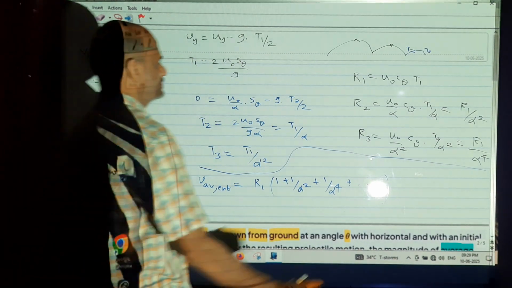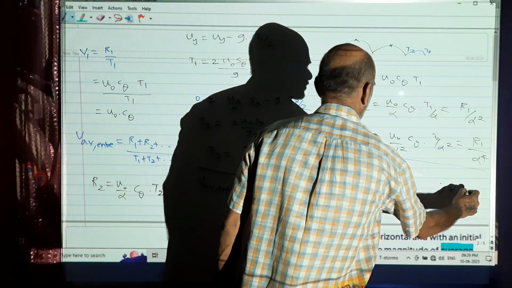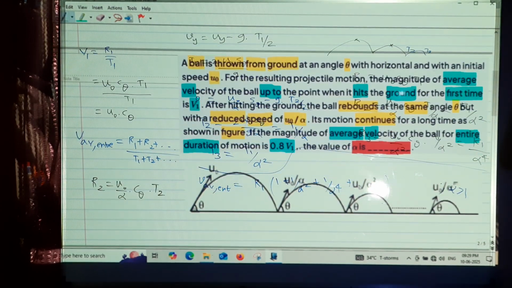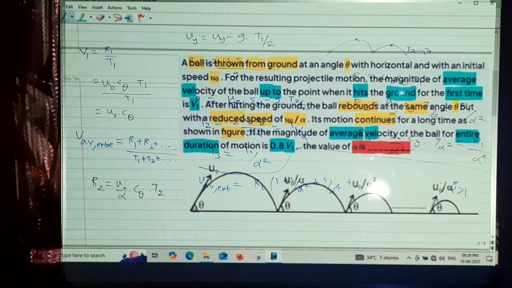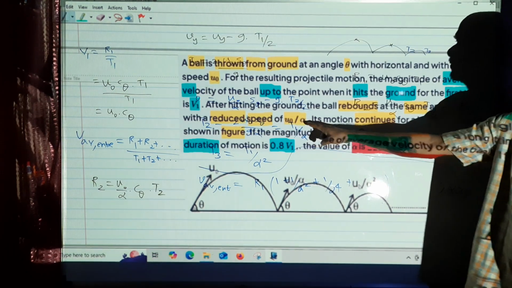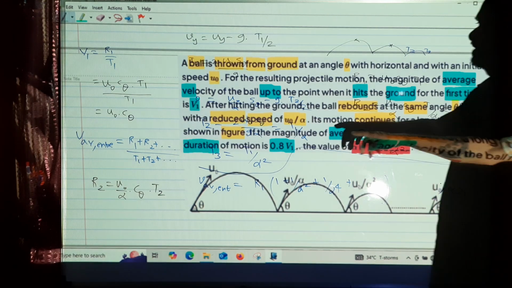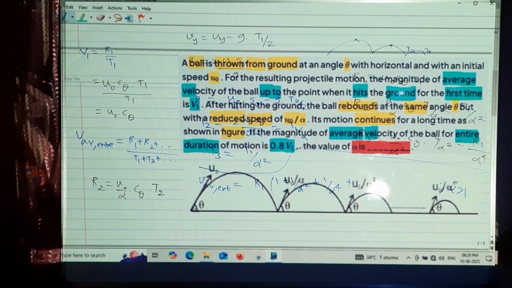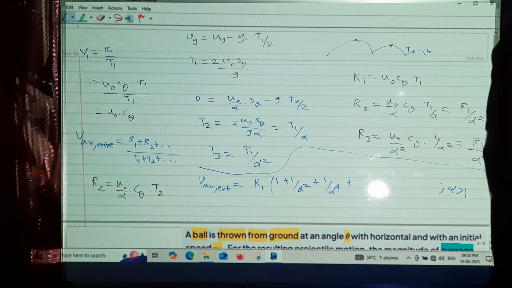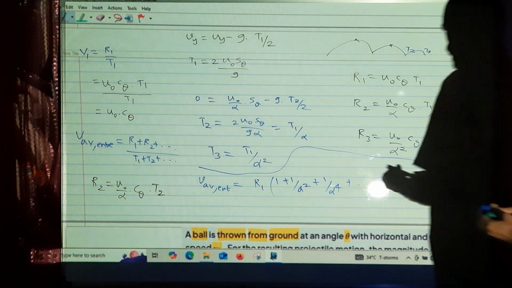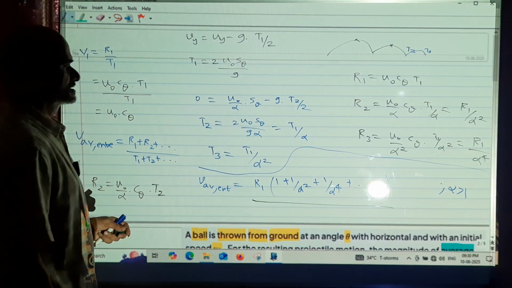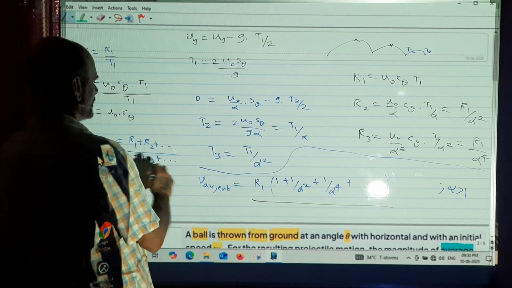And alpha is greater than 1 because it's given in the question. After hitting the ground, the ball rebounds with velocity, speed reduced to u naught by alpha. Speed is reduced to u naught by alpha means alpha has to be greater than 1. Only then there is a reduction in speed. So alpha is greater than 1. That means the common ratio, which is 1 by alpha square, is less than 1. That's a good thing to happen because for an infinite series, if the common ratio is less than 1, then the sum is convergent. And similarly here, T1 I can take commonly outside.